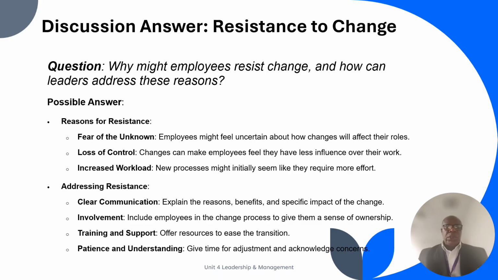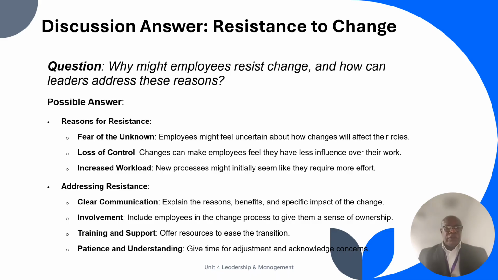So it's good that we know reasons people might want to resist, and then let's look at how to address that resistance. We can address resistance by, again, clear communication, explaining very well the reasonable reasons why the change is required, the benefit that can be seen, okay, and the impact of the change on the organization. All this is very important to be clearly explained, narrated to the team.